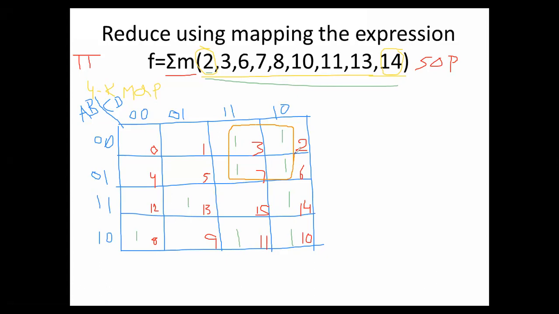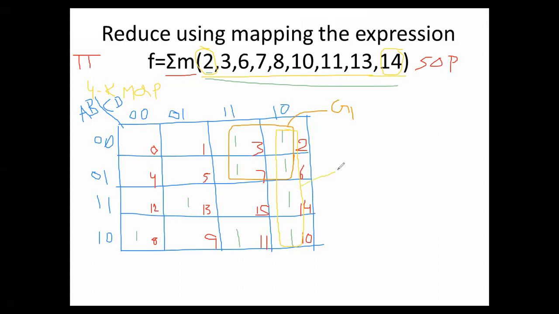Is there a quad? Yes, so this will be taken as group 1. Is there any quad again? Yes. What is that? The 4th column. Totally this will be the quad.